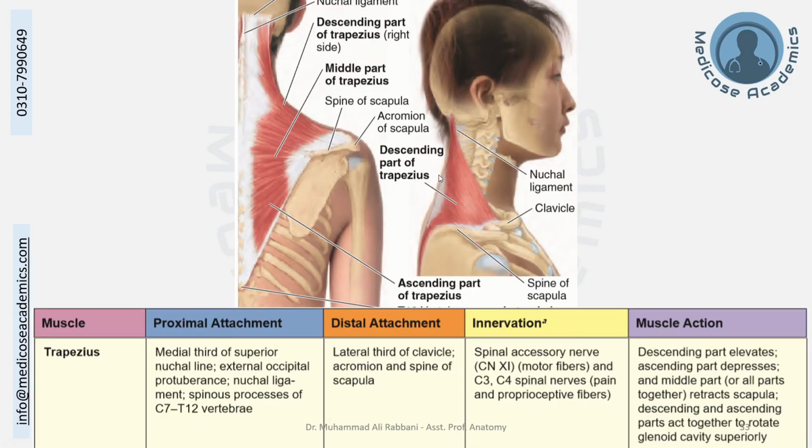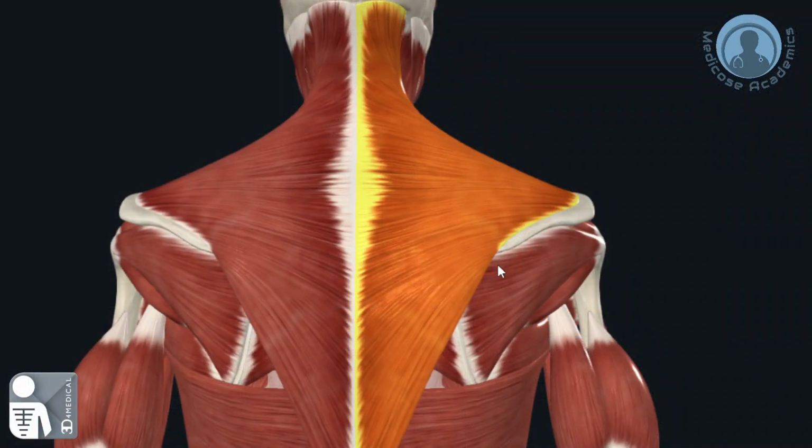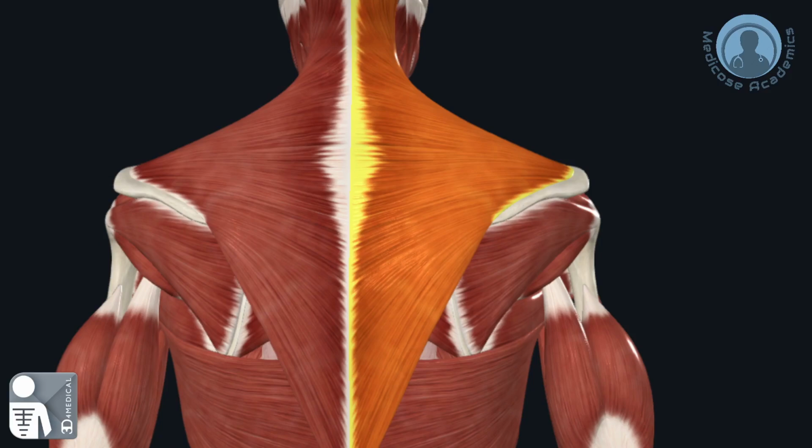This is a very large muscle that is present on the back, and as you can see in this model, it together with its counterpart muscle on the opposite side makes this trapezoid shape. That is why it is given the name of trapezius muscle. This is a very large muscle. We will see its extensive attachments.